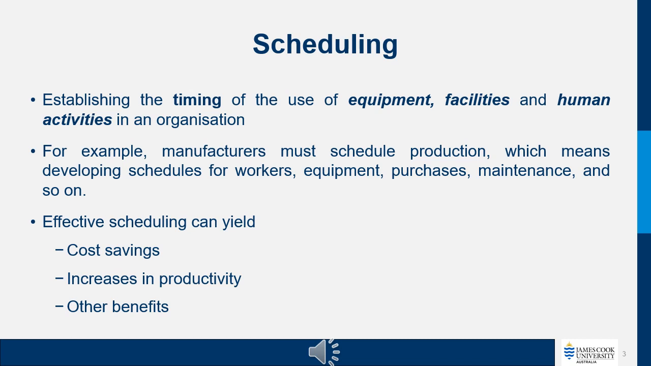By establishing a well structured schedule, manufacturing can optimize the resources, minimize downtime, and meet production targets. Effective scheduling offers several benefits, including cost saving and increased productivity. By streamlining operations and reducing idle time, organizations can save on expenses associated with overtime, inventory, and underutilized resources.